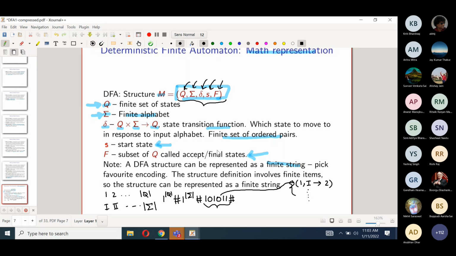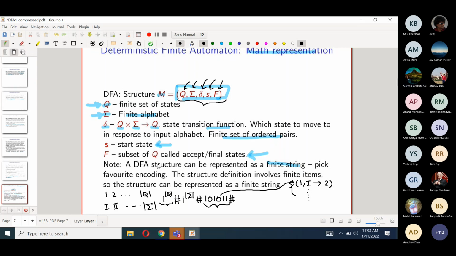So, is there a question? One to the power mod Q. Sorry? 1 to the power mod Q, what is that representation? So this will just be Q many ones. Mod Q many ones, written side by side, 1, 1, 1.